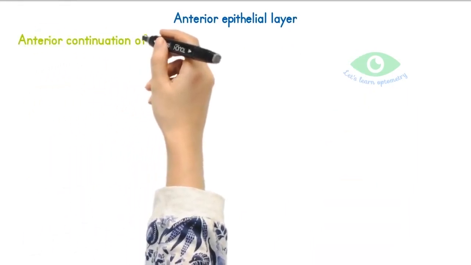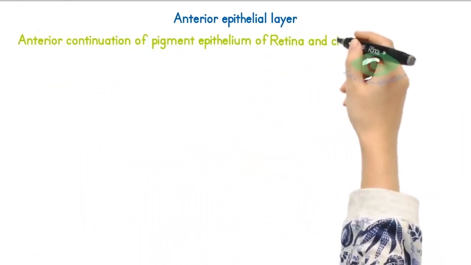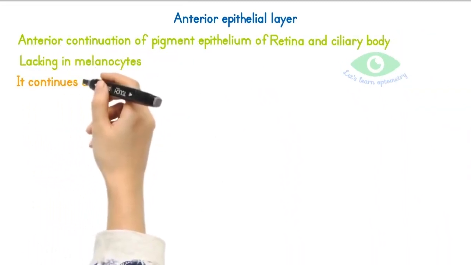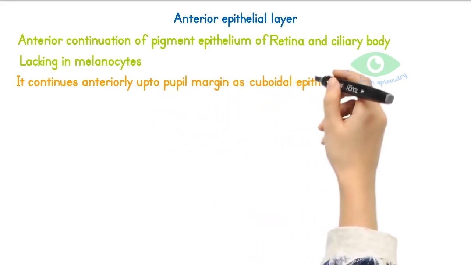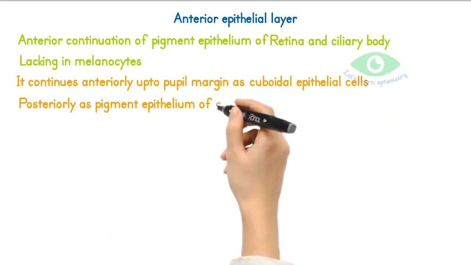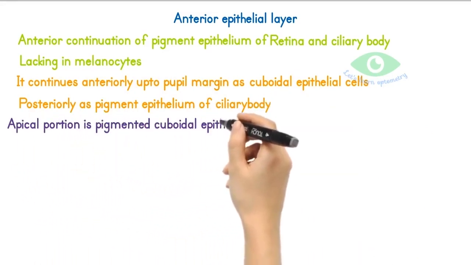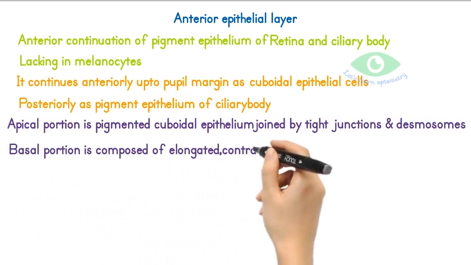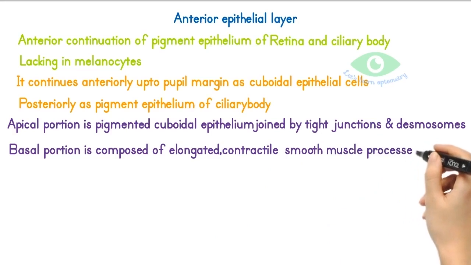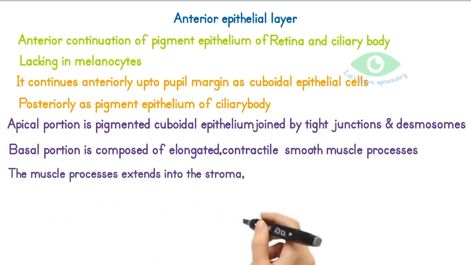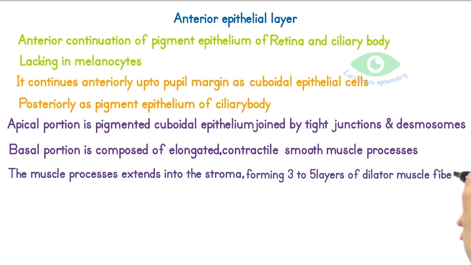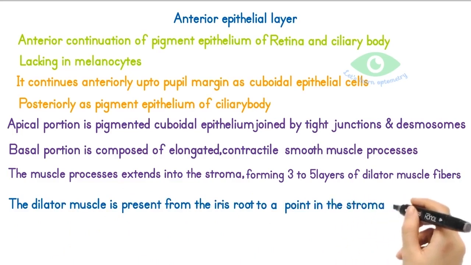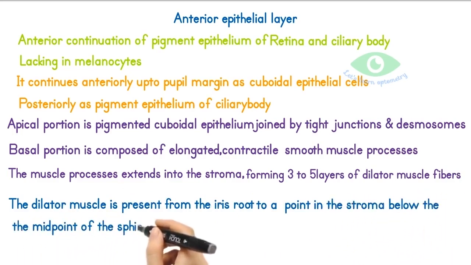Anterior epithelial layer. It is the anterior continuation of the pigment epithelium of retina and the ciliary body. This layer is lacking in melanocytes. It continues anteriorly up to the pupillary margin as cuboidal epithelial cells and posteriorly as pigment epithelium of the ciliary body. The apical portion is pigmented cuboidal epithelium joined by tight junctions and desmosomes. Basal portion is composed of elongated contractile smooth muscle processes. The muscle processes extend into the stroma, forming 3 to 5 layers of dilator muscle fibers. The dilator muscle is present from the iris root to a point in the stroma below the midpoint of the sphincter.